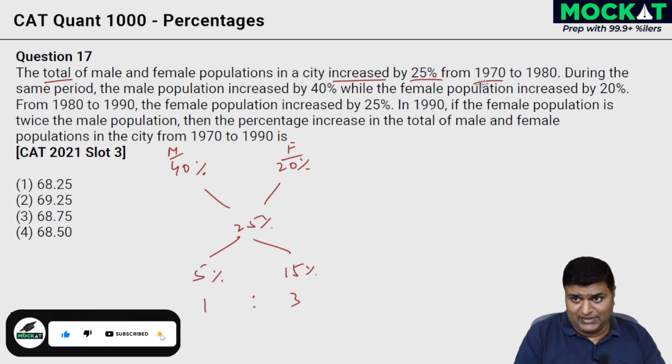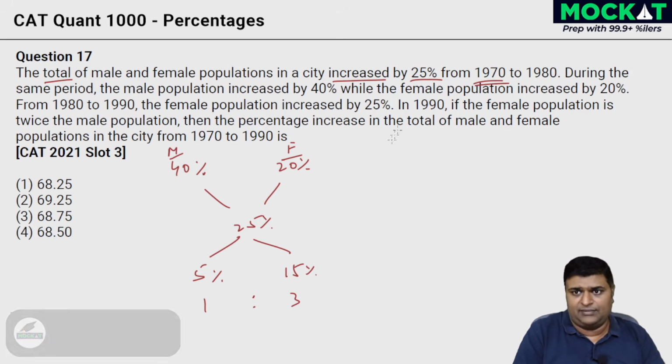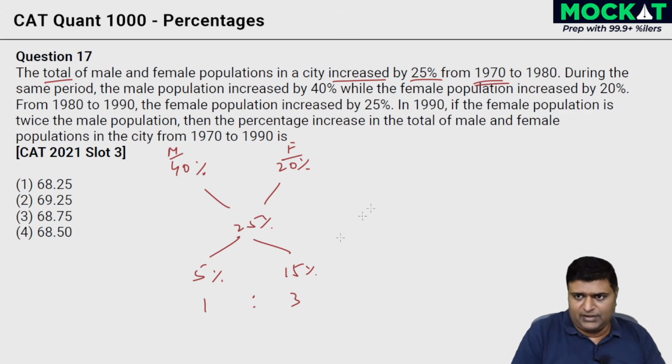And that's in 1970, right at the start. The increase is what we are looking at. So after the increase, it's going to change, of course. At the start, it is 1:3. We need to remember that. What else is given? From 1980 to 1990, the female population increased by 25%. Further growth they've given. In 1990, the female population is twice the male population. There's some comparison or link given there. It's all in percentage terms, no absolute value once again. That's it, as simple as that.